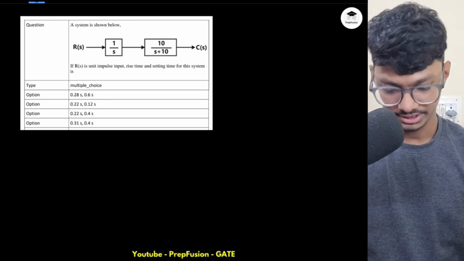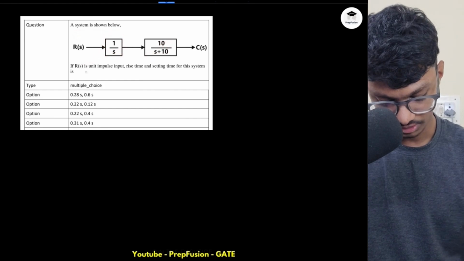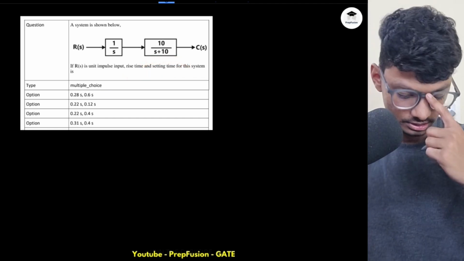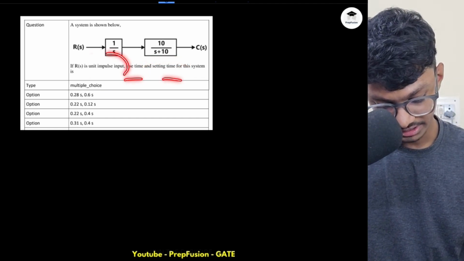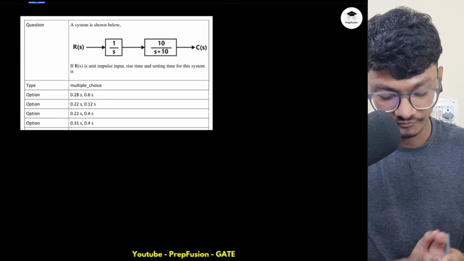Let's solve this question. A system is shown below. R of S is 1 by S, and the system is 10 by S plus 10. If R of S is unit impulse input, rise time and settle time for the system will be. So you have to find out the rise time and settle time for a unit impulse. Let me first find out the output.